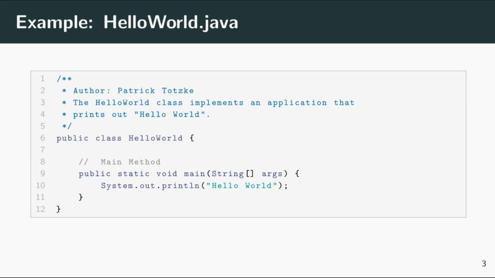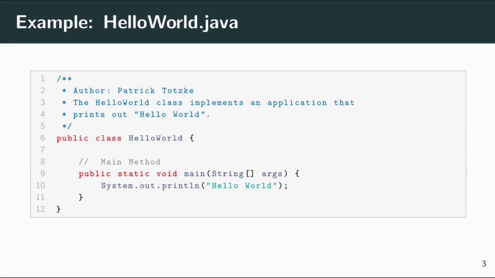Here's a quick example. As we know now, the first 5 lines are a comment, and they will be ignored by the compiler, and so is line 8. What's left to see for the compiler is line 6, 9, 10, 11, 12.